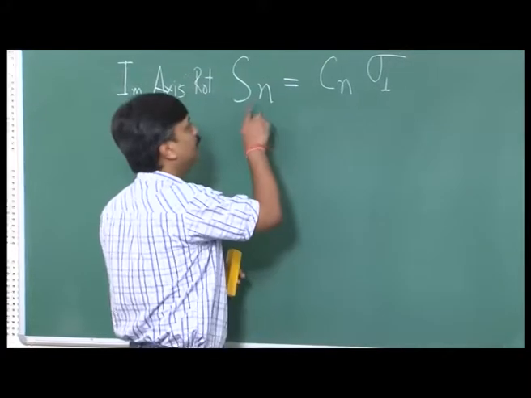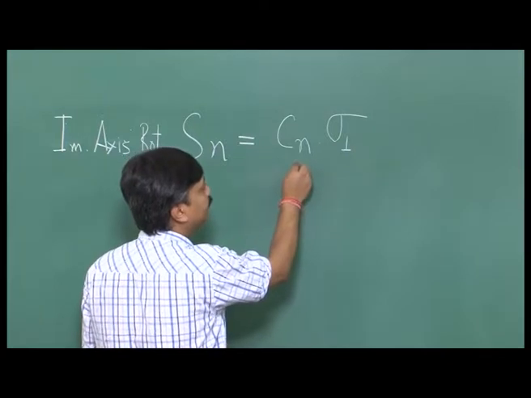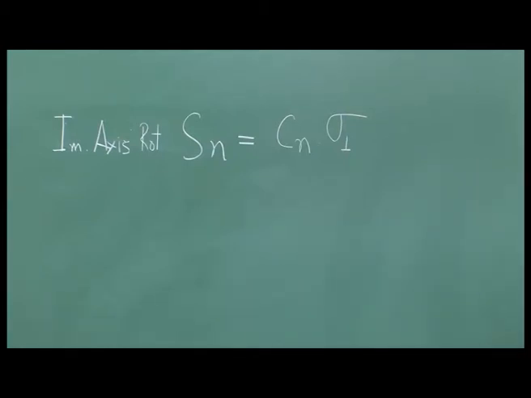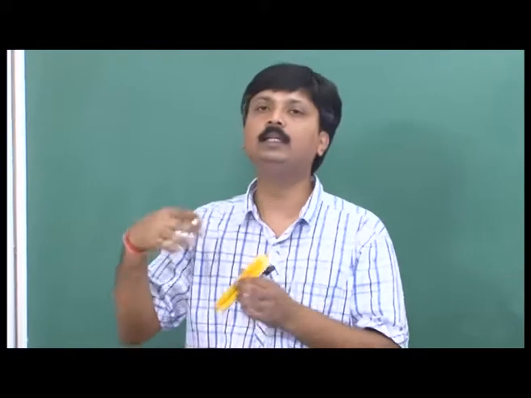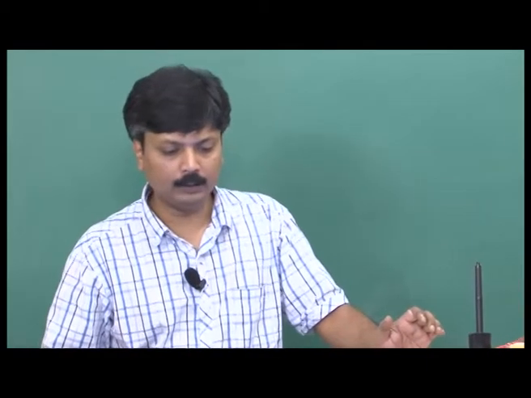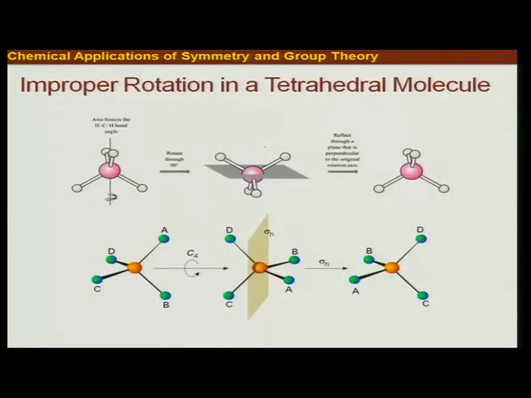Okay. So, Sn is an operation which is done in this way, Cn followed by a sigma plane, and that will return you an indistinguishable structure. Let us take one particular example, so that it is clear to you. So, here on your screen we have a molecule called methane. Okay. So, this is not a model for methane though. So, now let us concentrate on the molecule that is on your screen right now.